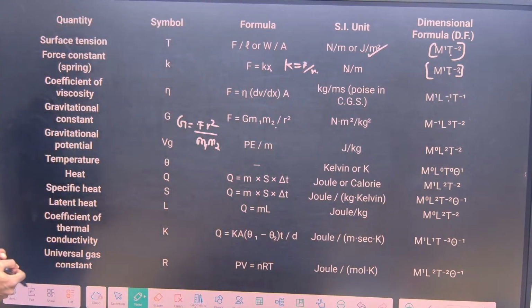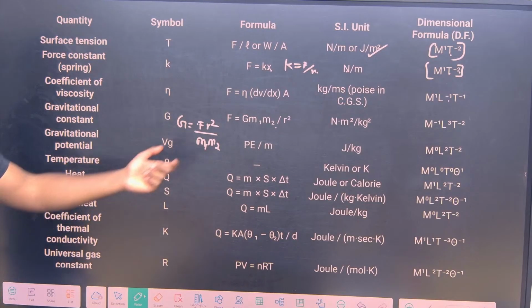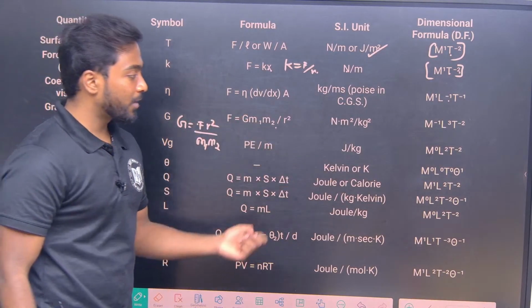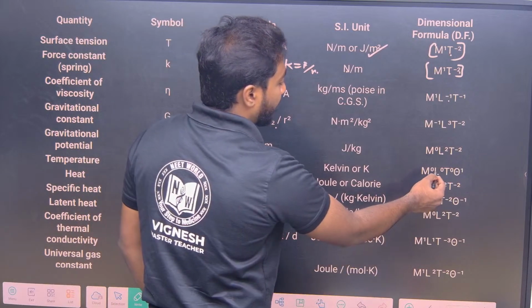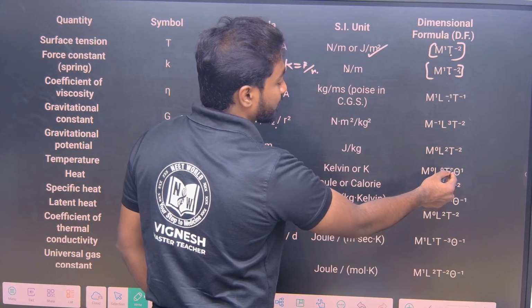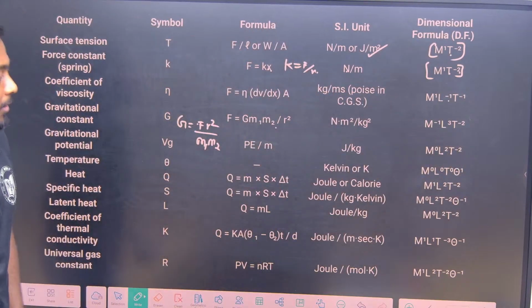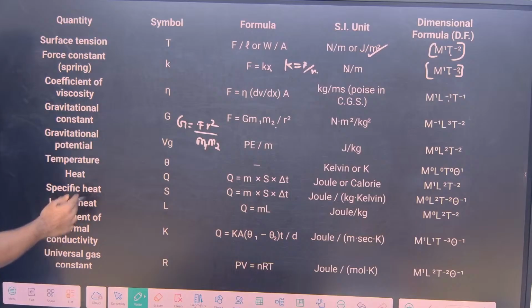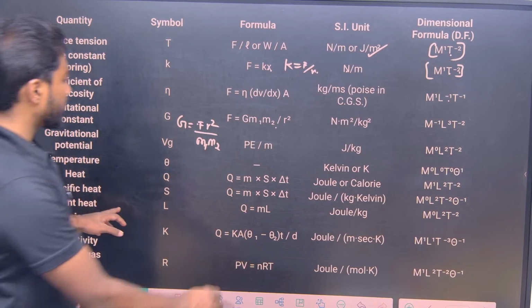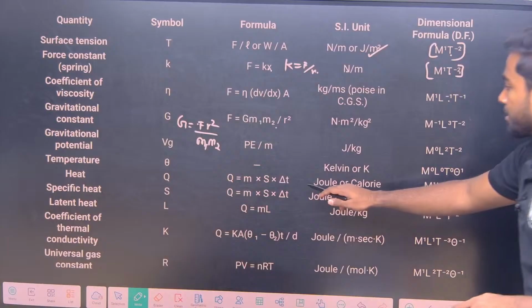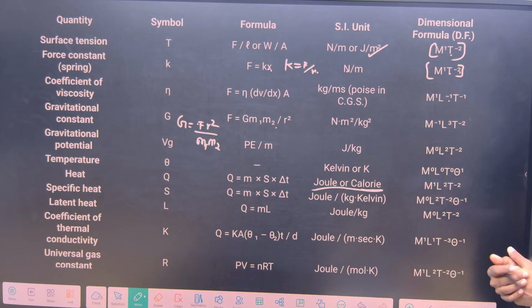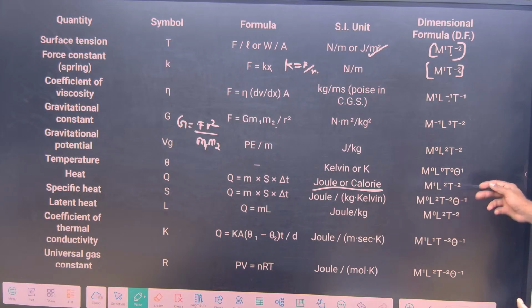Temperature, whose SI unit is Kelvin. So it is M power 0 L power 0 T power 0 and theta power 1, where theta is nothing but temperature. Now specific heat: if we see here, joules or calories. What is the dimensional formula? M L power 2 T power minus 2.